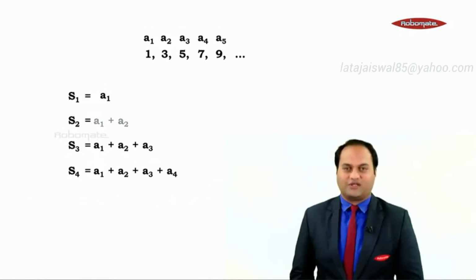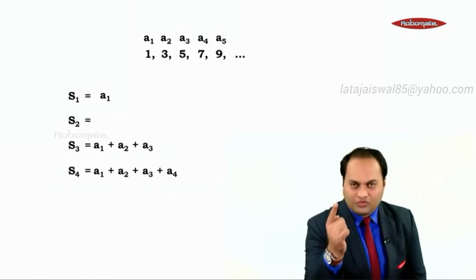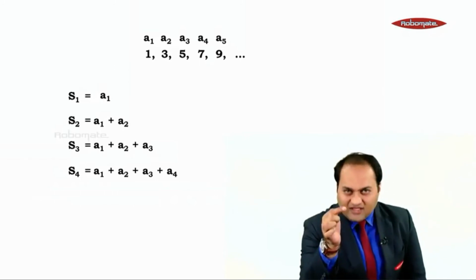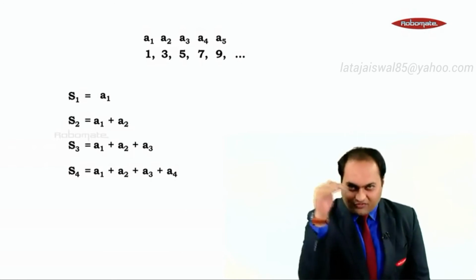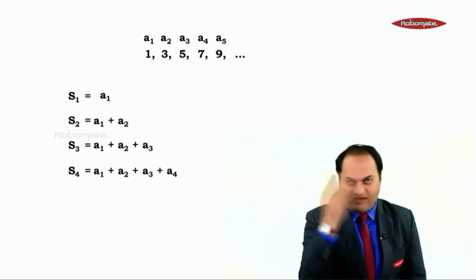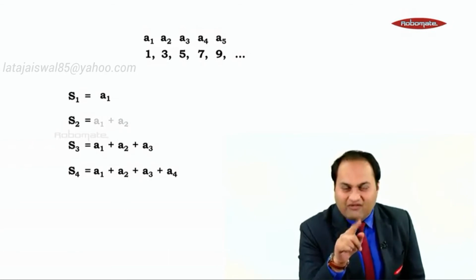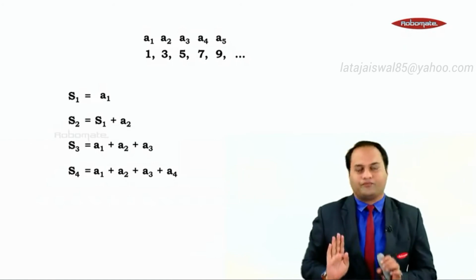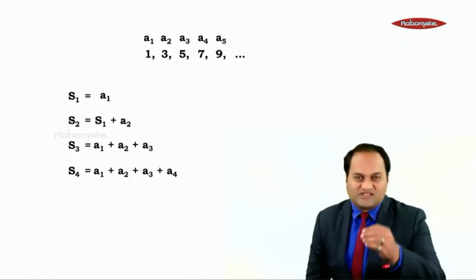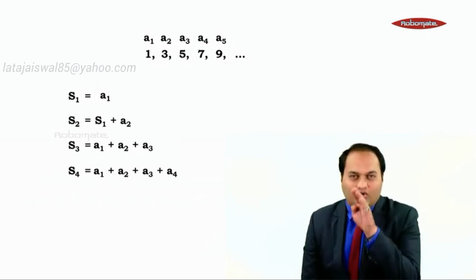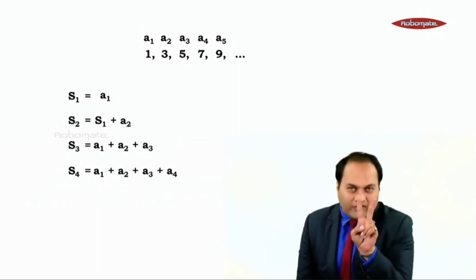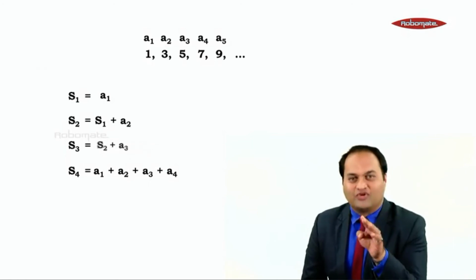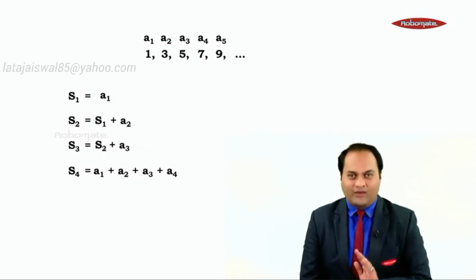Now let's see what is the relationship that I'm talking about. In S2, which is basically A1 plus A2, A1 is nothing but S1, right? In the first line you can see S1 is A1 or A1 is S1. So let us replace A1 by S1, and what we get is S2 is equal to S1 plus A2. Clear? Similarly, S3 is equal to A1 plus A2 plus A3. Now that A1 plus A2 is nothing but S2, right? So you can write this as S2 plus A3, right?